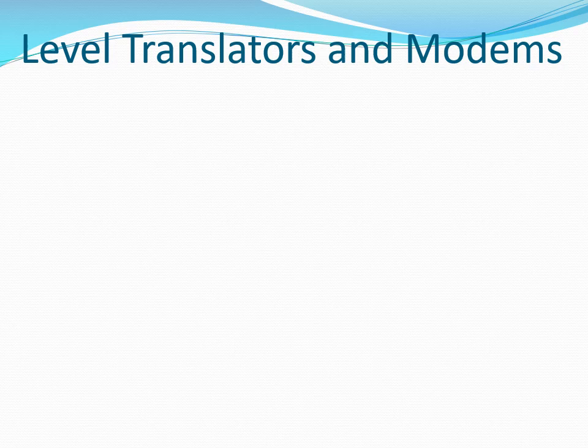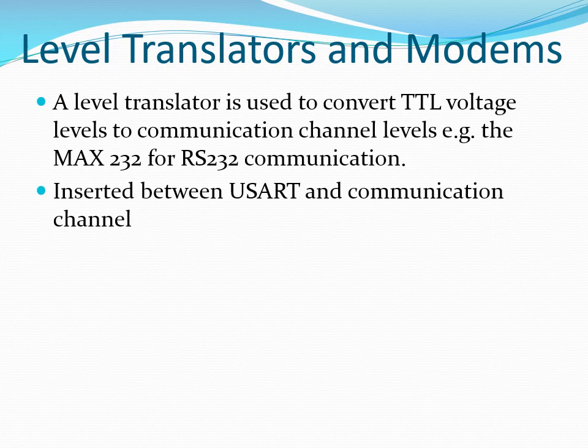Level translators and modems may be required in a communication system. A level translator is used to convert TTL voltage levels into voltage levels that are suitable for the communication channel. As an example, the MAX 232 is used to convert TTL voltage levels into plus or minus 15 volts that is suitable for RS-232 communication. A level translator is inserted between the USART and the communication channel.